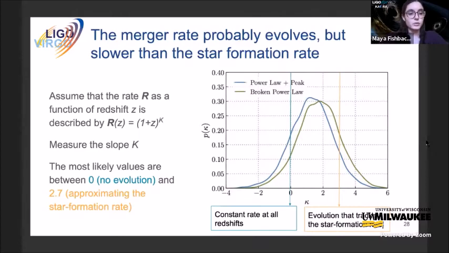So the most likely values for the evolution of the merger rate are between something that doesn't evolve at all, 0, and something that evolves as fast as the star formation rate. So this is well in line with expectations for binary black hole formation, in which the progenitors of the black holes track something close to the star formation rate, but then there's a delay. So the peak of the merger rate happens at lower redshifts.